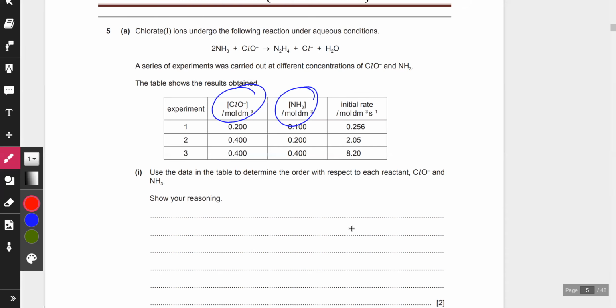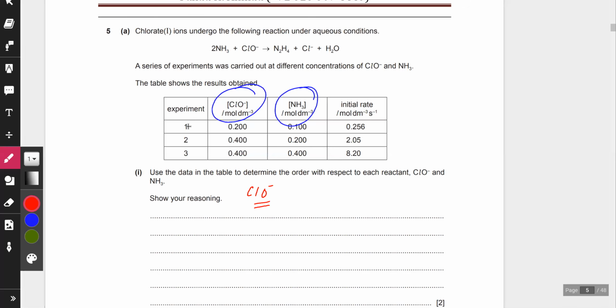Well, ClO minus 1, let's say we have to find the order of ClO minus 1. So which experiment should I compare? 2 and 3. No, actually, you can't really find the ClO minus 1 order that way, because if you want to find the order of ClO minus 1, then ClO minus 1 should be changed. There should be variation in ClO minus 1, and the rate would change, and you would find the relationship. The other reactant should remain constant. The problem is that NH3 does not remain constant in any of the steps.